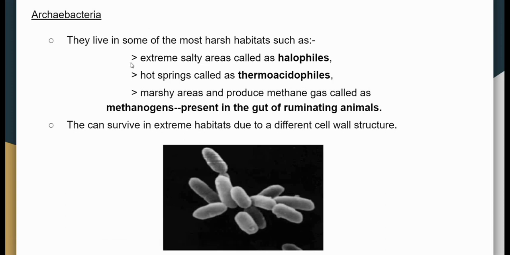Archaebacteria are the primitive bacteria, or the old bacteria, the very minute, simple forms of bacteria, and they are able to live in most of the harsh habitats like extreme salt conditions. Those bacteria living in extremely salty areas are called halophiles, and those that survive in hot springs are known as thermoacidophiles. They are able to survive in marshy areas, and those bacteria producing methane gas are called methanogens. This kind of methanogenic bacteria are usually present in the guts of ruminating animals like cow.